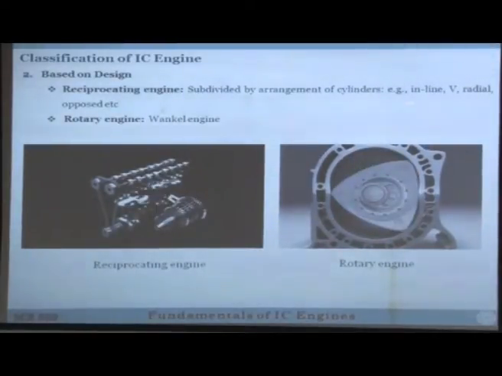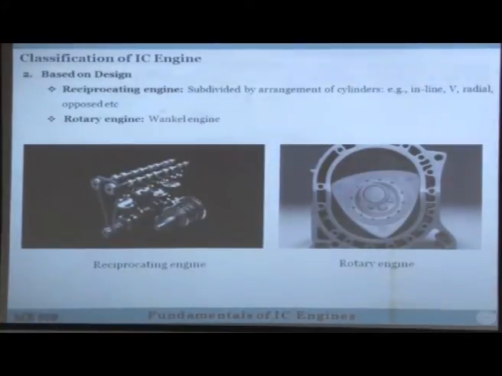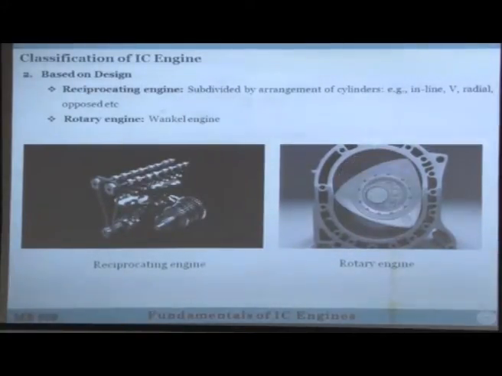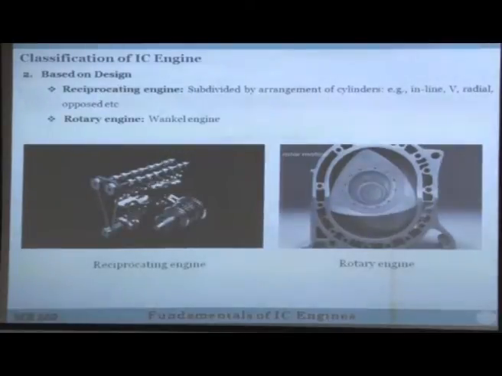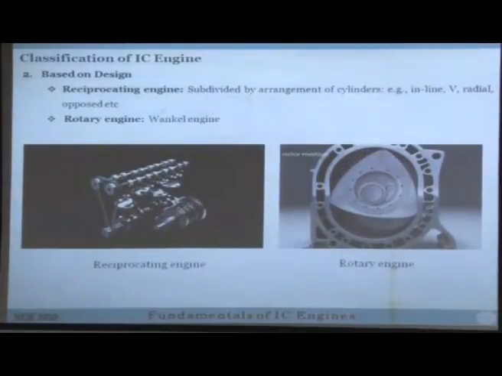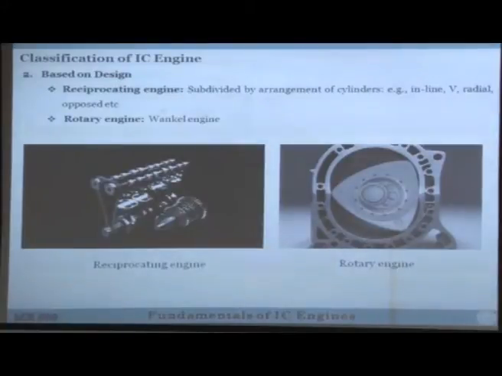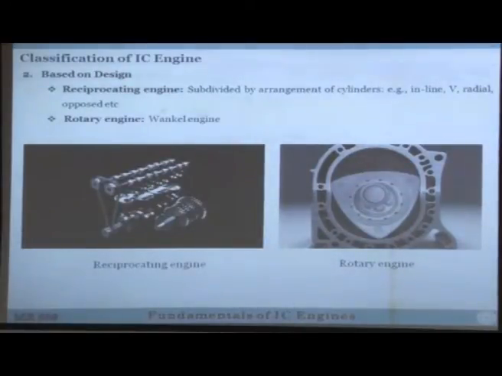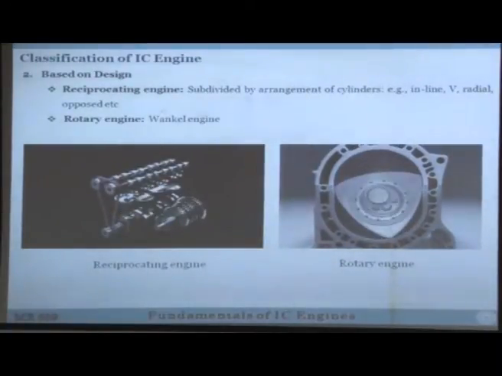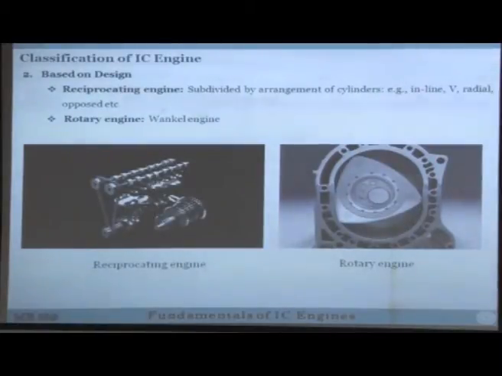Now if you look at reciprocating engines, there could be many types. For example, if all the cylinders are in one line, that's called inline. If the cylinders are in a V configuration, then it's called V. There could be an X configuration. There are many configurations: opposed piston, opposed cylinder, all kinds of designs.